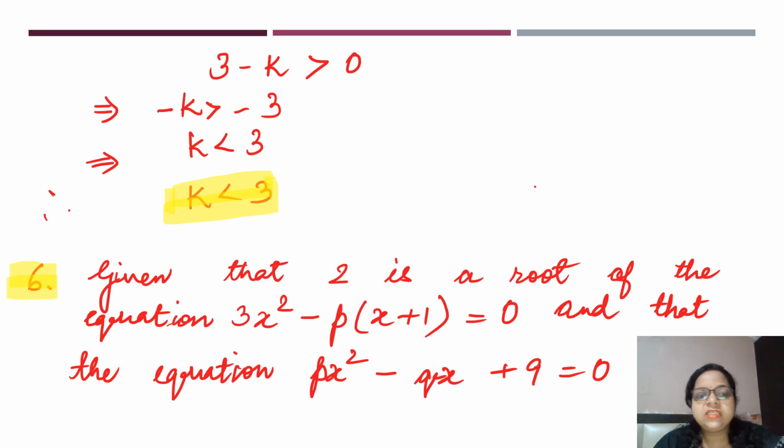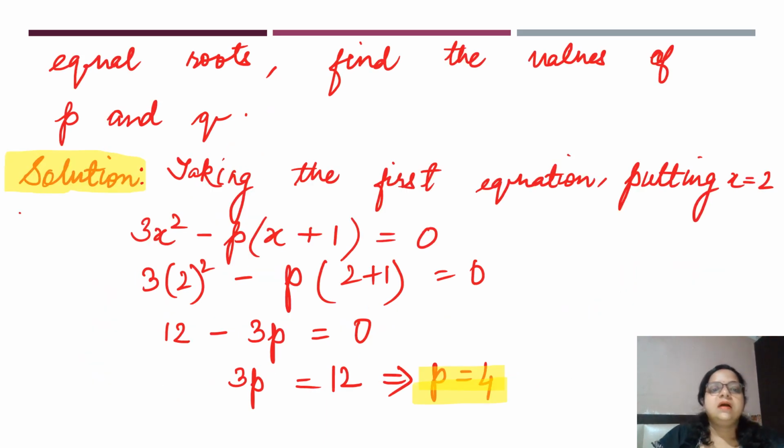Coming to the next question, children. Given that 2 is a root of the equation 3x² − px + 1 = 0, and that the equation px² − qx + 9 = 0 has equal roots, find the values of p and q.